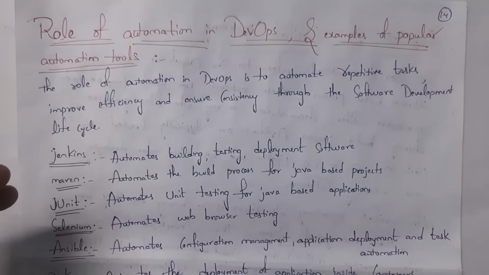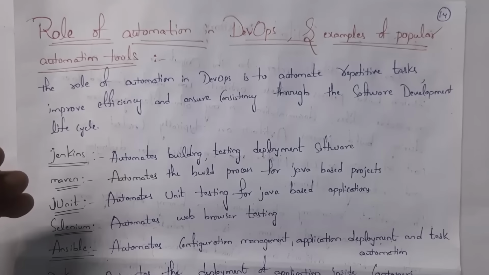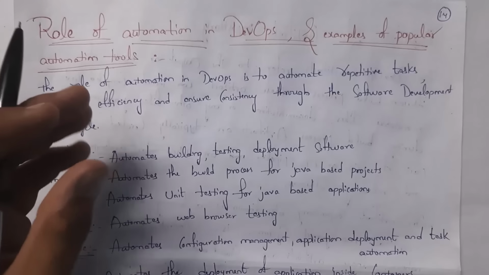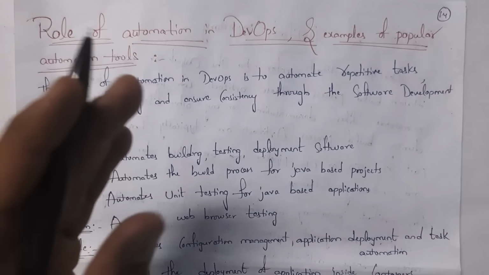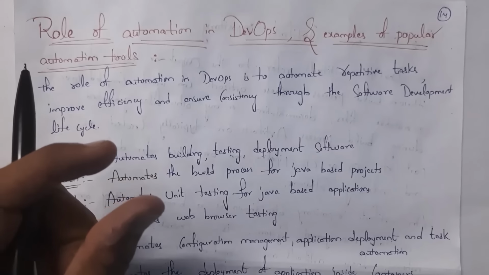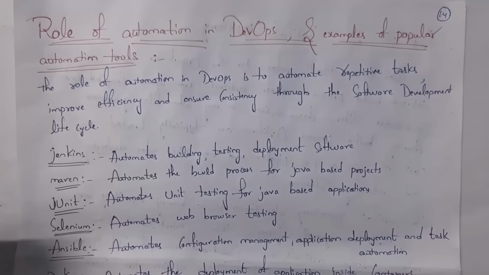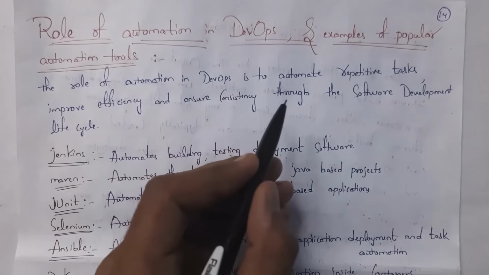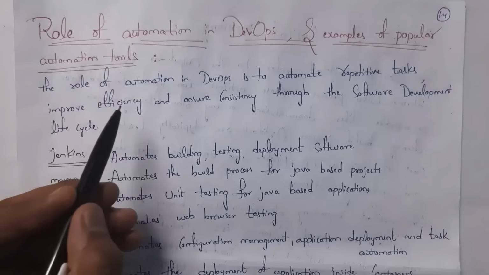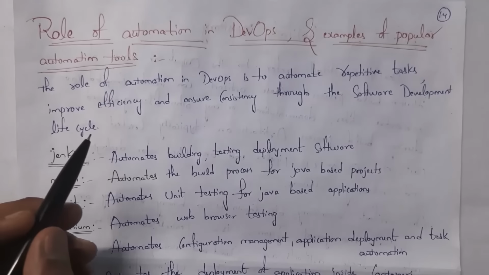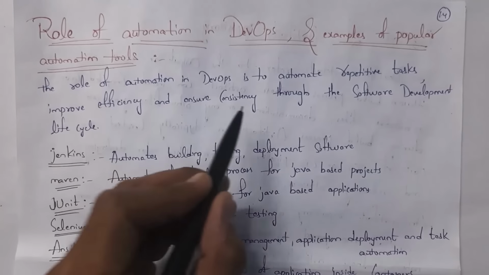Guys, the role of automation in DevOps is nothing but we will automate repetitive tasks. For example, whenever a developer writes any new code, that code is automatically compiled and executed, and then that code is tested, and if everything is working well, that code is automatically placed in the server. Here in DevOps, all this work is automated by using various kinds of tools. So the role of automation in DevOps is to automate repetitive tasks, improve efficiency and ensure consistency throughout the software development lifecycle. Here by using automation, we will achieve efficiency and consistency.